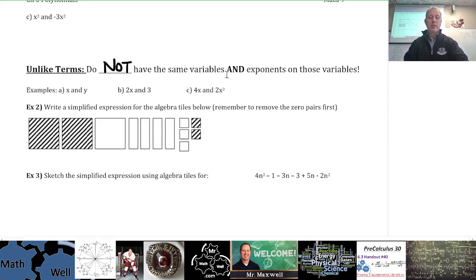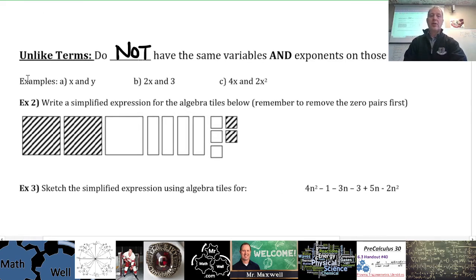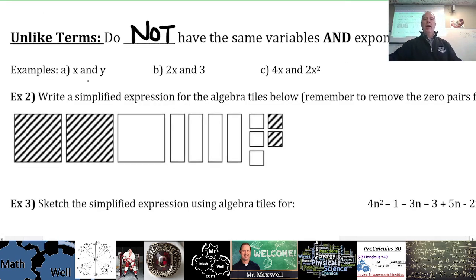Examples that are unlike terms: x and y. Obviously, these are unlike terms. This is like apples and oranges, right? They're two different variables, so we cannot just combine them into one term. A 2x and a 3, okay? These are unlike terms because the 3 does not have an x like the 2 does. And an x and an x squared term, those are unlike terms, all right?